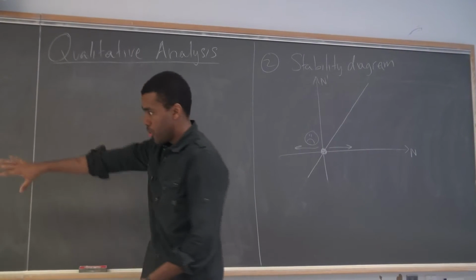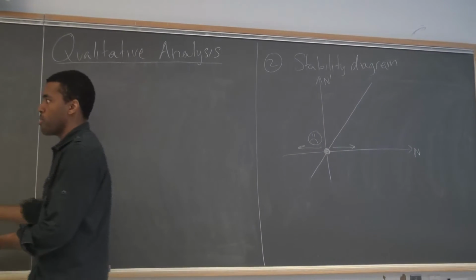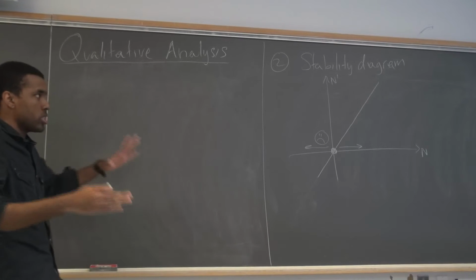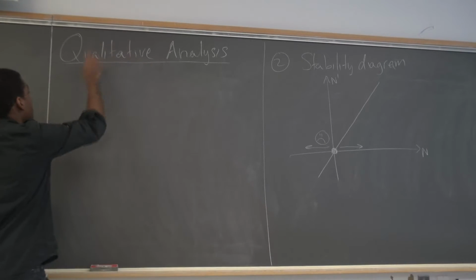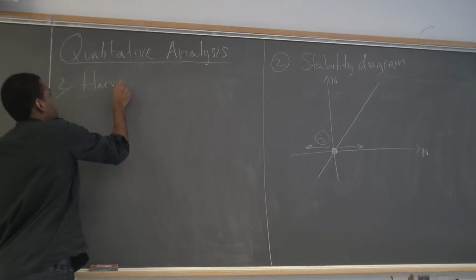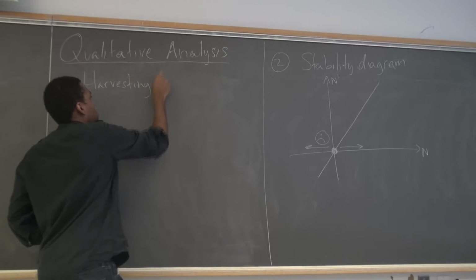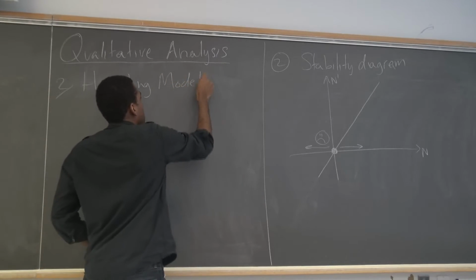So we'll actually go through an example where we do this with a problem where I give you numbers for everything, but I just want you to see the overall process. What if I'm doing this for the harvesting model? How would things change?